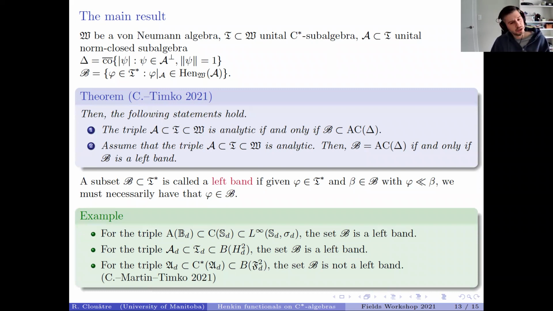Okay, so I think it's quite nice that the fact that this triple is fully non-commutative, in a sense, you can really see this reflected in this set. So it's a right band, it's not a left band, which is kind of curious.